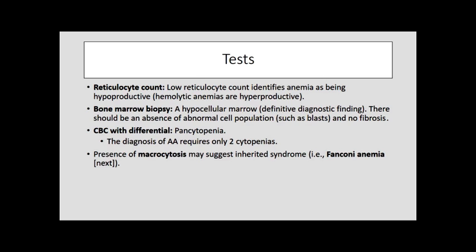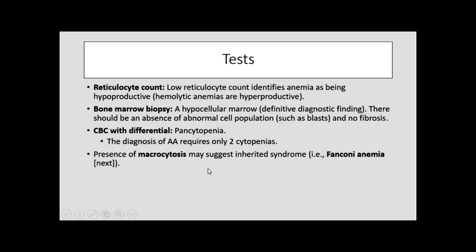Again, low reticulocyte count classifies or identifies the anemia as being hypoproductive. There is no way the bone marrow can make more blood cells. It is sick. If you make a biopsy, you're going to find a hypocellular marrow. Biopsies normally are the most accurate, the definitive diagnosis of these conditions. If you do a CBC with differential, as we were mentioning before, 2 cytopenias are required.